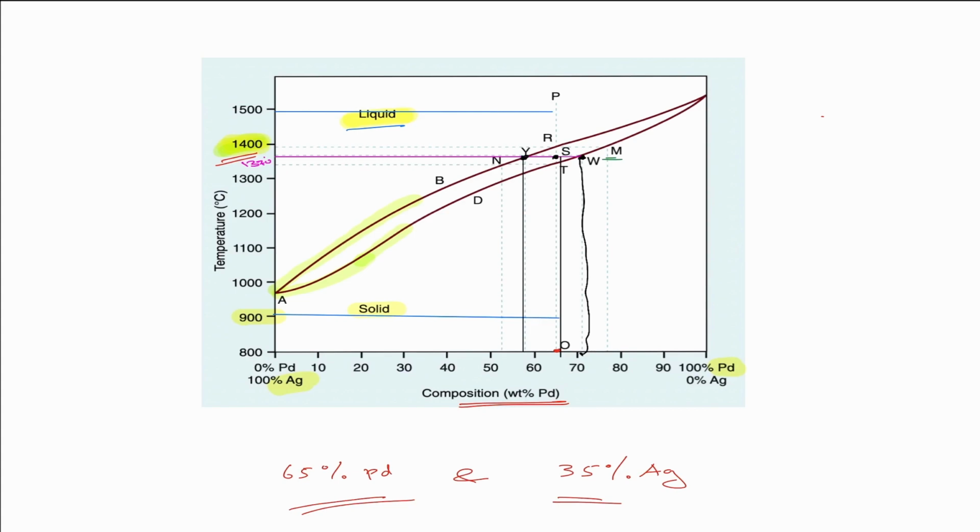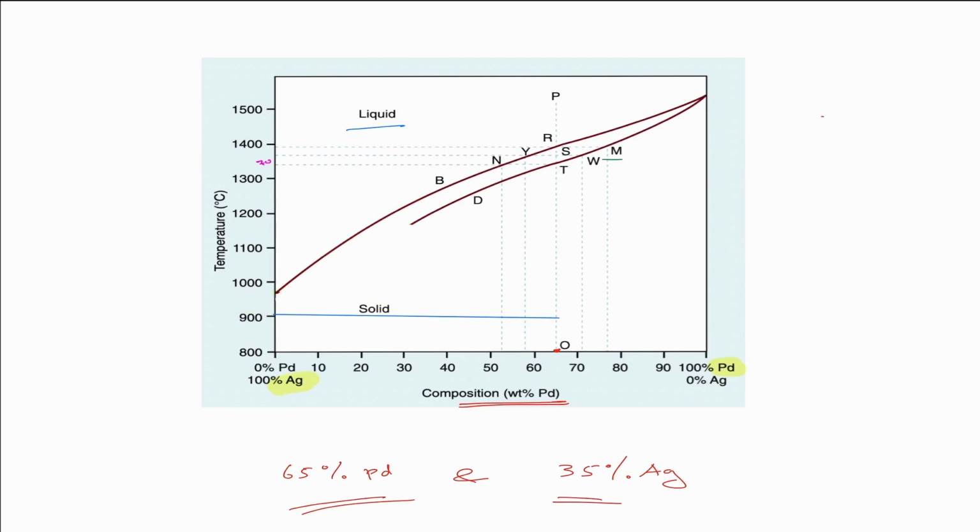They can ask you in a different way also. If they ask you at a particular temperature, what is the composition of the solid phase? What is the composition of the liquid phase? What is the composition of the solid plus liquid equilibrium phase? Or they can ask you what is the phase of the alloy at a particular temperature and composition. That is the purpose, isn't it?